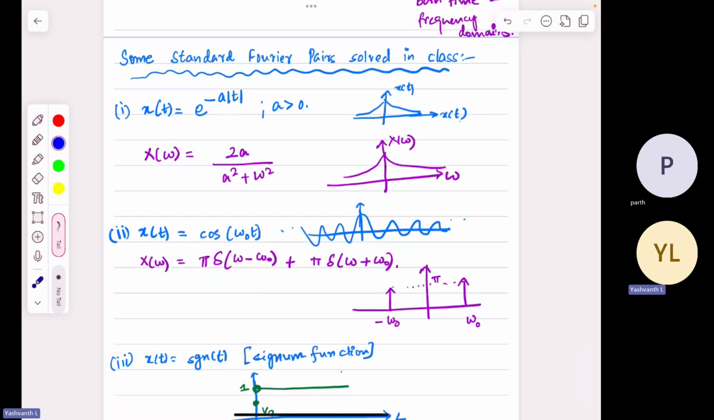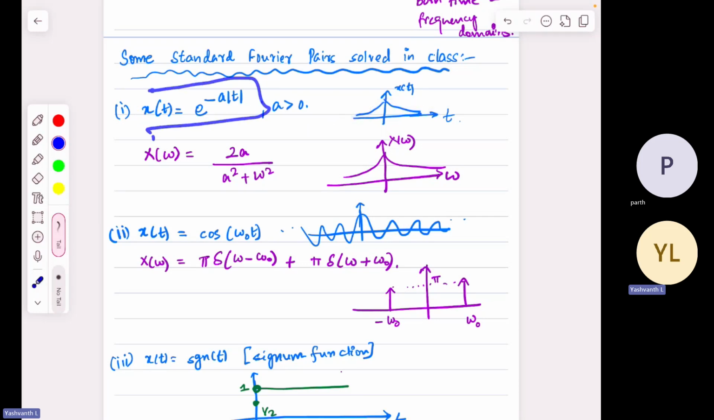So what I'm going to do is quickly recollect some standard Fourier transform pairs that were discussed or solved in class. So signal number 1: x of t equals e power minus a mod of t, for a greater than 0. That is the time domain signal. If you plot the time domain signal x of t as a function of t, then essentially you can show that the signal decays on either axis, negative t or positive t, in an exponential manner. That is the plot for x of t.